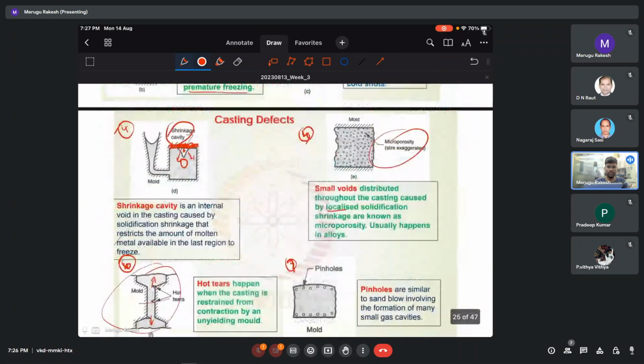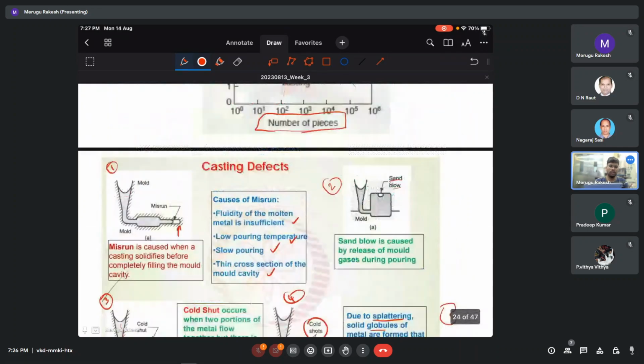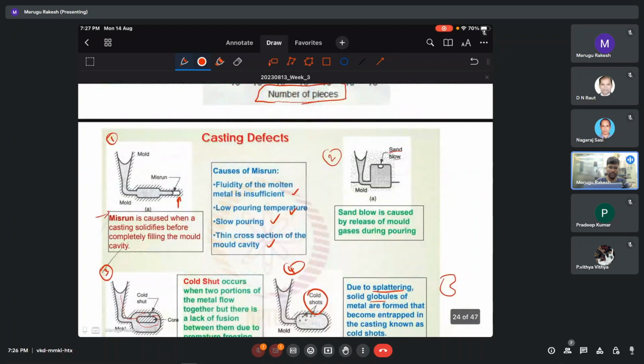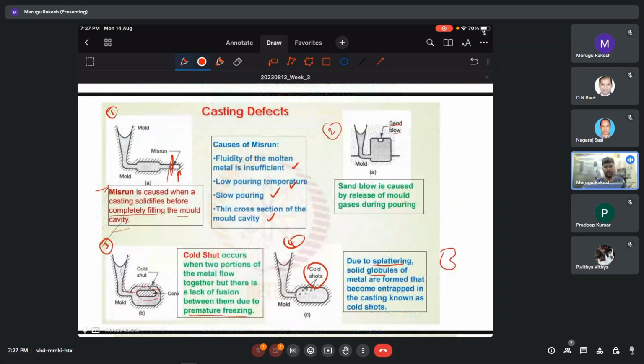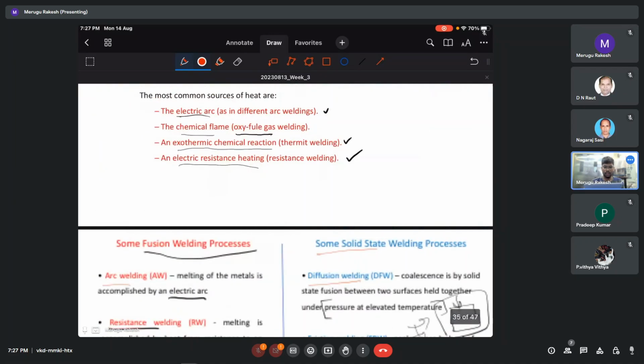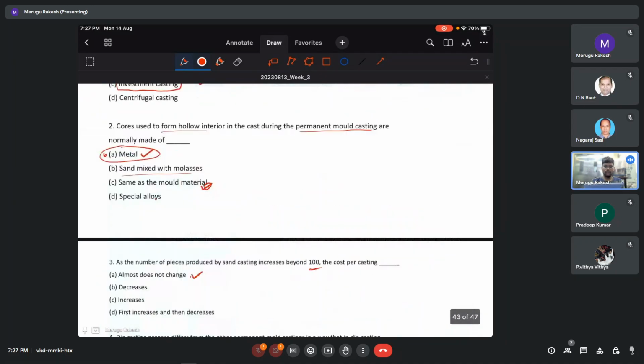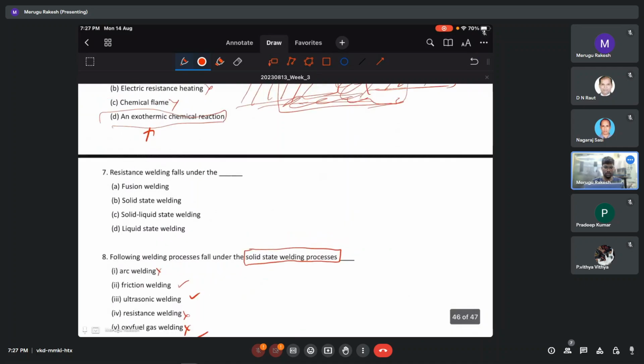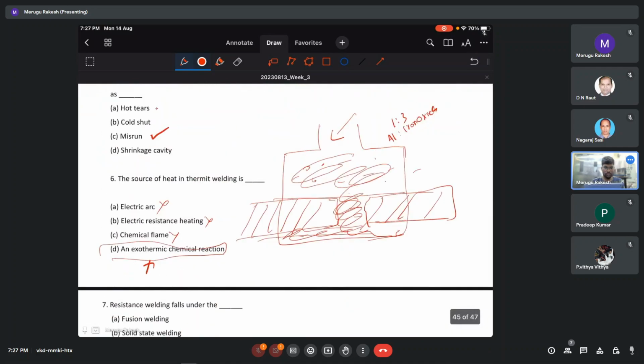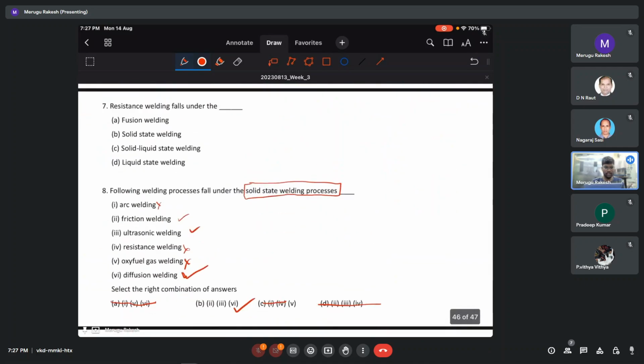So this is the Misrun. As you see, the first Misrun is caused when casting solidifies before completely filling the mold cavity. I hope it is clear. So please go through the 7th and 8th questions.